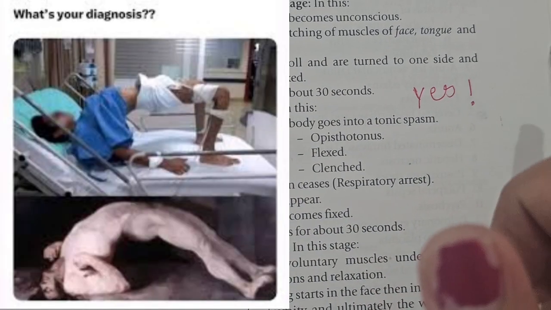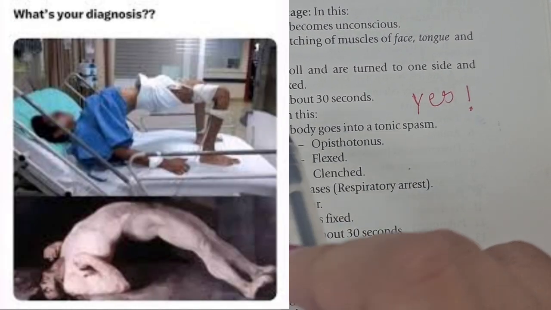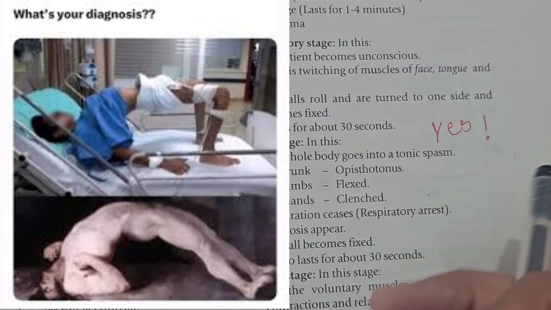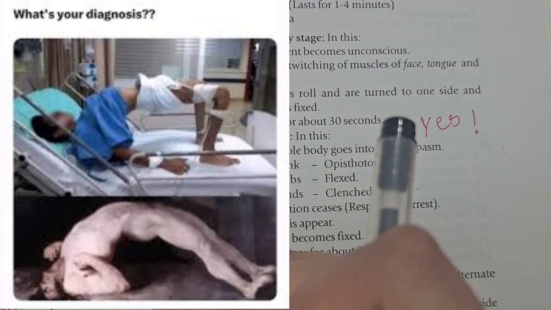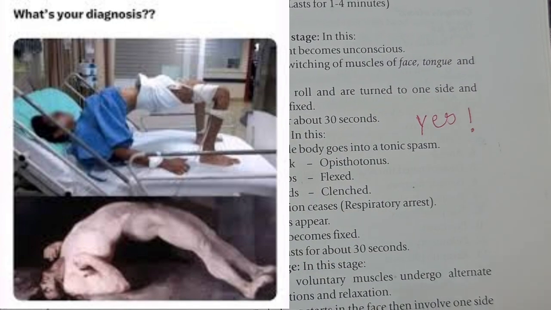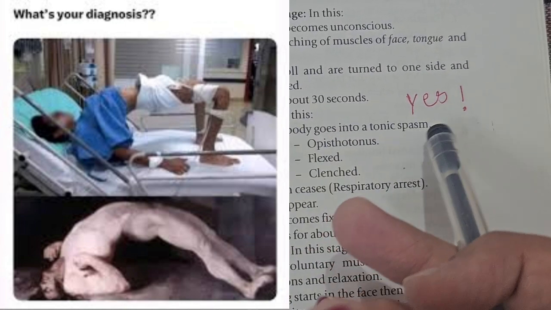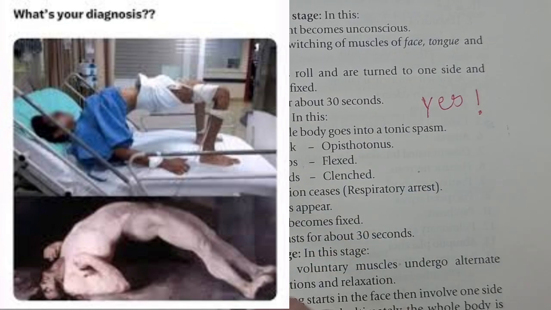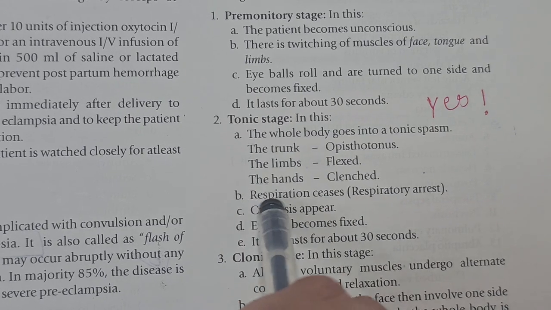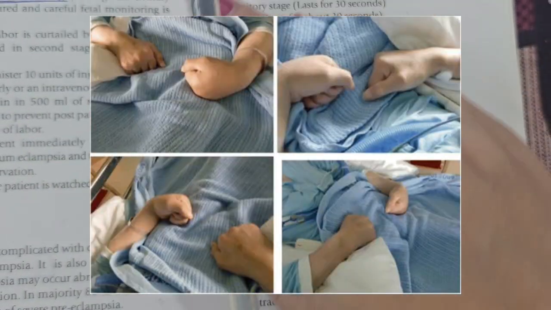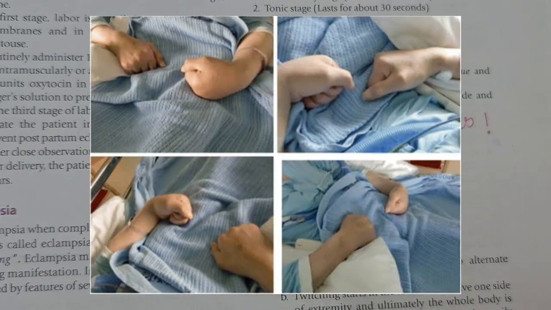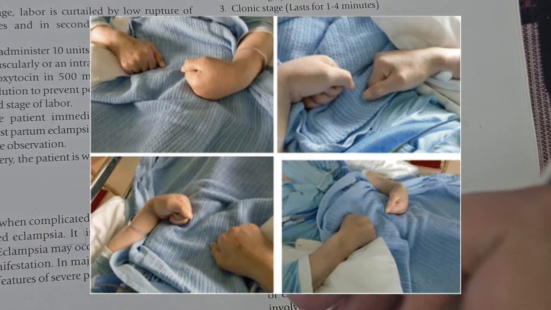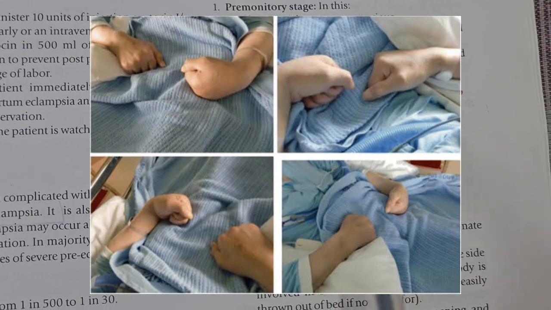After that the tonic stage occurs. It is the most contractory phase. In this, the trunk goes into an opisthotonos position. Opisthotonos means the back is upward, like a C curve. Then the limbs flex, totally flex. You know what flexion is. Flexion means bending at 90 degrees. And the hands clench, as you can see in the picture. Clenching means just like twisting but in the opposite manner.